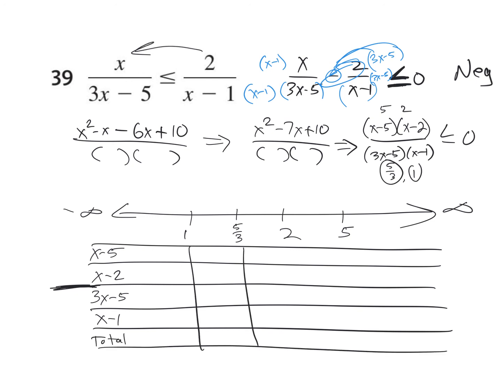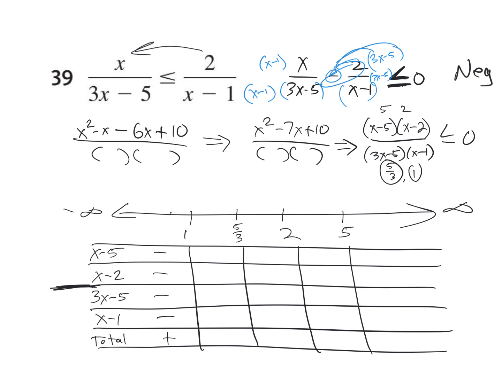So lots of different things to check here. Less than 1 would be 0. 0 minus 5 is negative. Minus 2 is negative. 3 times 0, 0 minus 5 is negative. 0 minus 1 is negative. So that's a positive value. We don't want that.